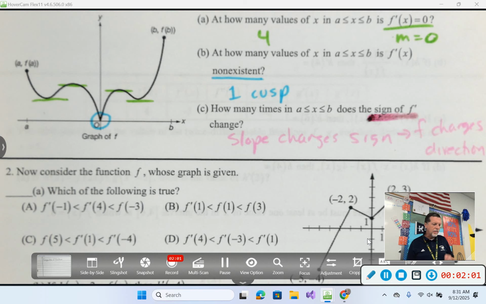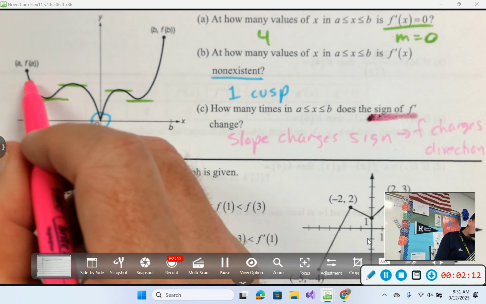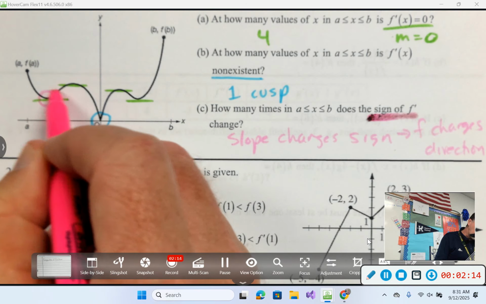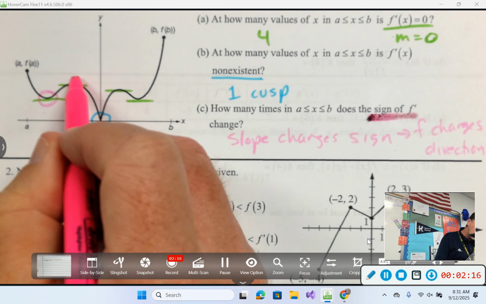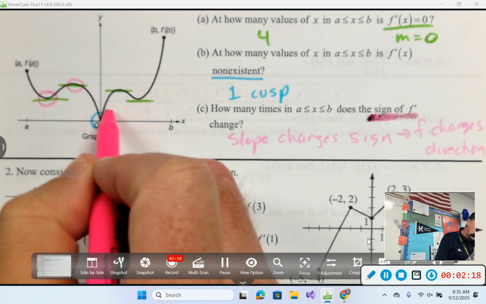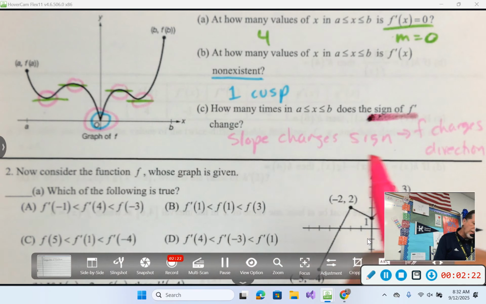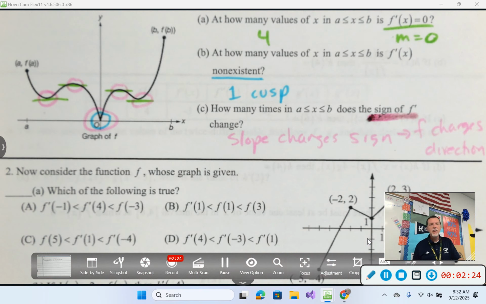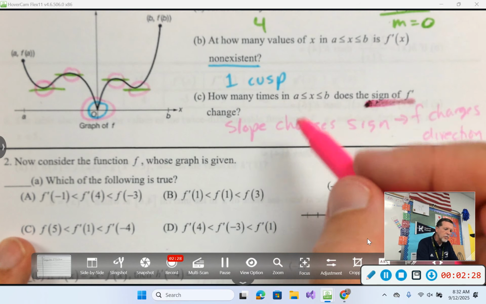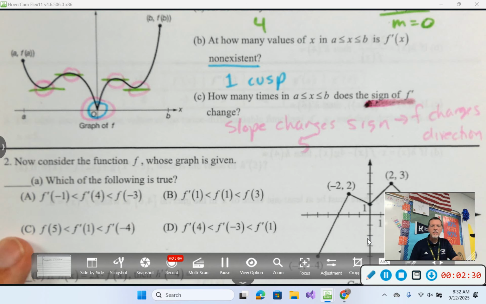So have you counted up how many times? 6. Thank you, sir. Let's see. So decreasing to increasing. So there's 1, 2, 3, 4, 5. I think I count 5. Slope changes signs 5 times.